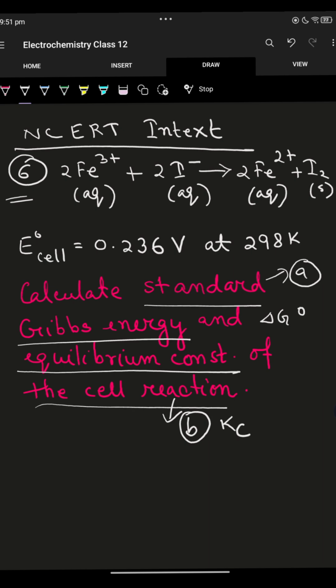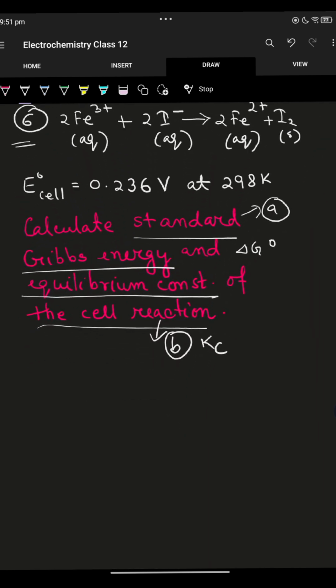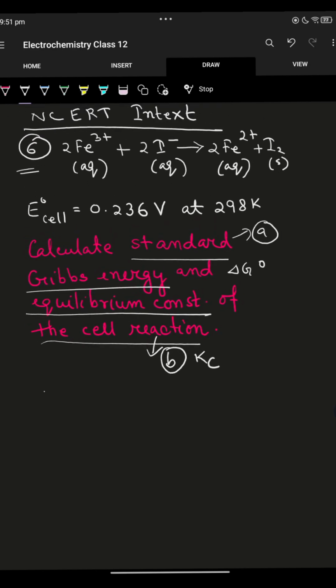So what formula to use? First we will see delta G naught. So delta G naught is equal to minus nF E naught cell. E naught cell is provided. What is n? How many electrons have been transferred?